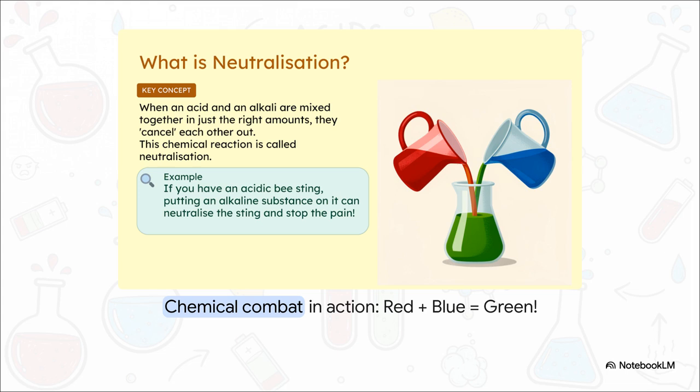For example, if you get stung by a bee, the venom is highly acidic. That is exactly why it burns so much. But if you put a mild alkaline substance on that acidic bee sting, it triggers this exact chemical combat. It neutralizes the sting, turns it into harmless salt and water, and stops the pain.